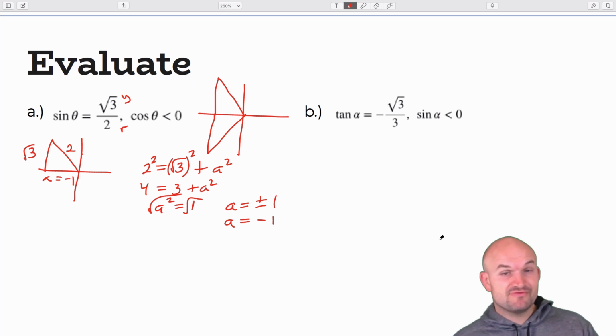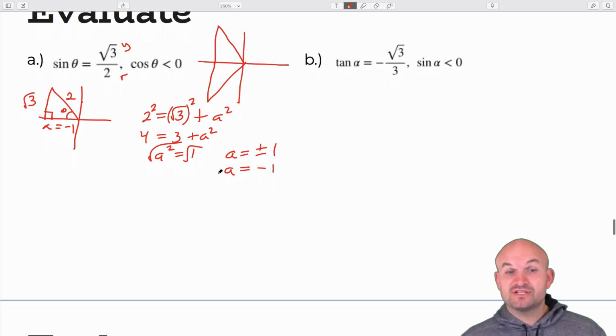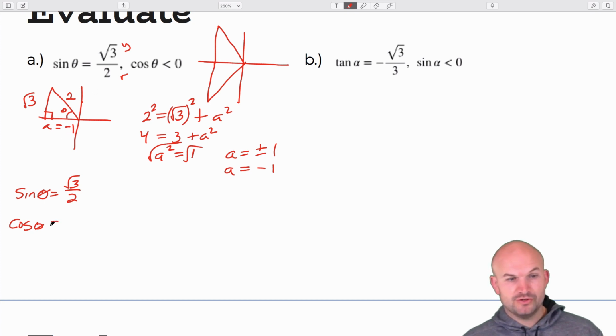So again, that's very important because a lot of students will get 1 and they'll write a 1 there. But notice that we're going to the left. So that's why my a is, in that case, negative. All right, so now we're just going to evaluate the 6 trig functions. So we have sine of theta, which is obviously already given to us. So that's awesome. The cosine of theta is going to be negative 1 over 2. And the tangent of theta is going to be square root of 3 over negative 1.